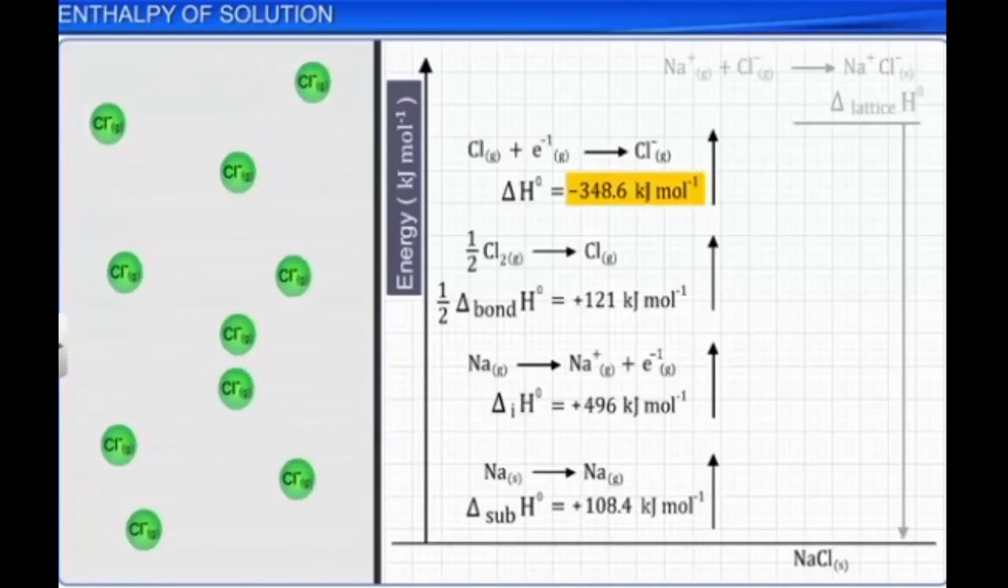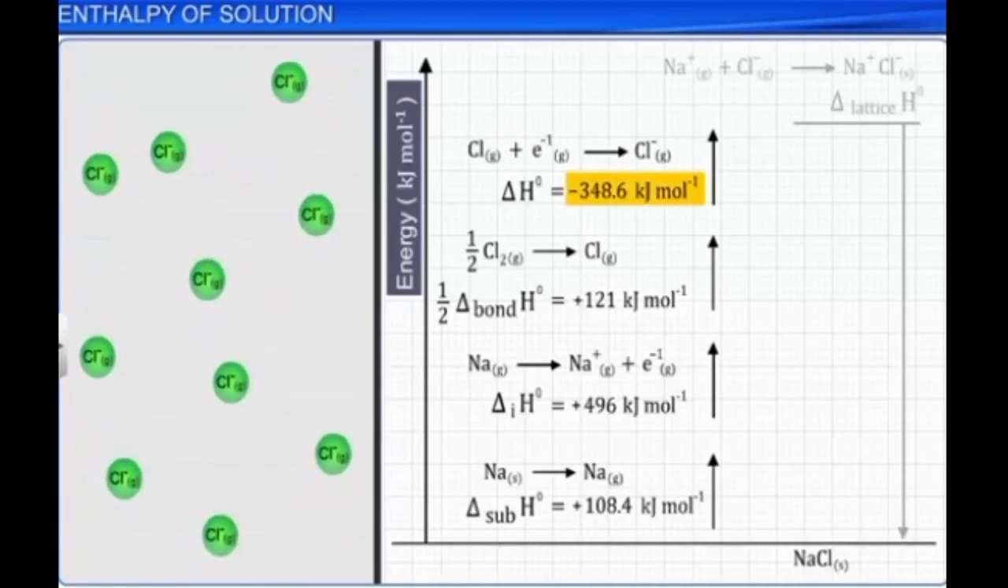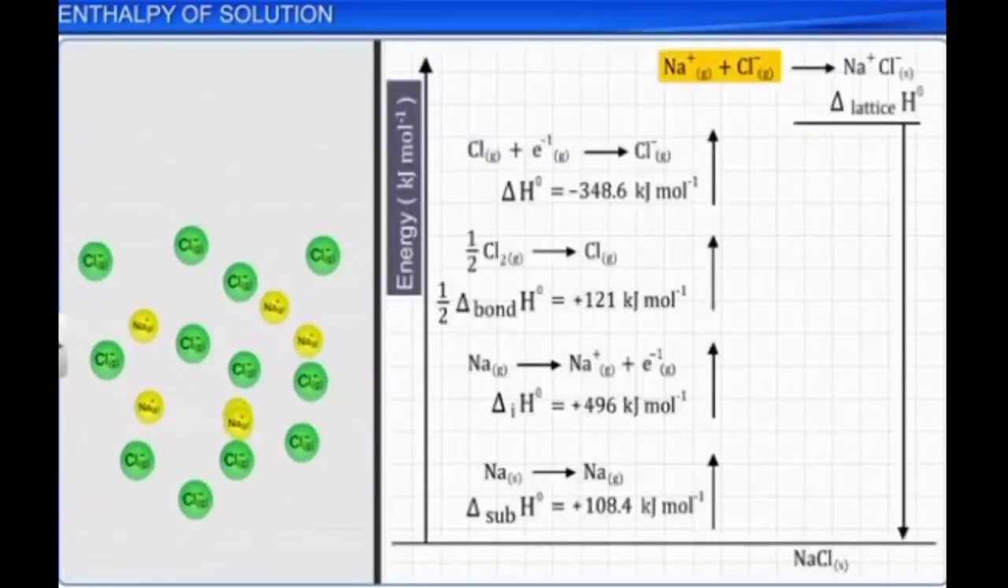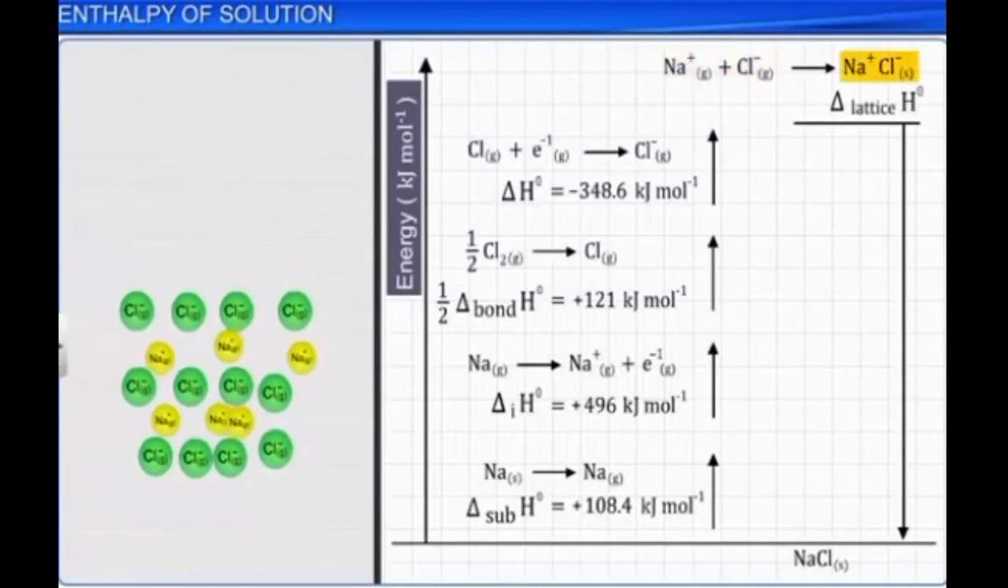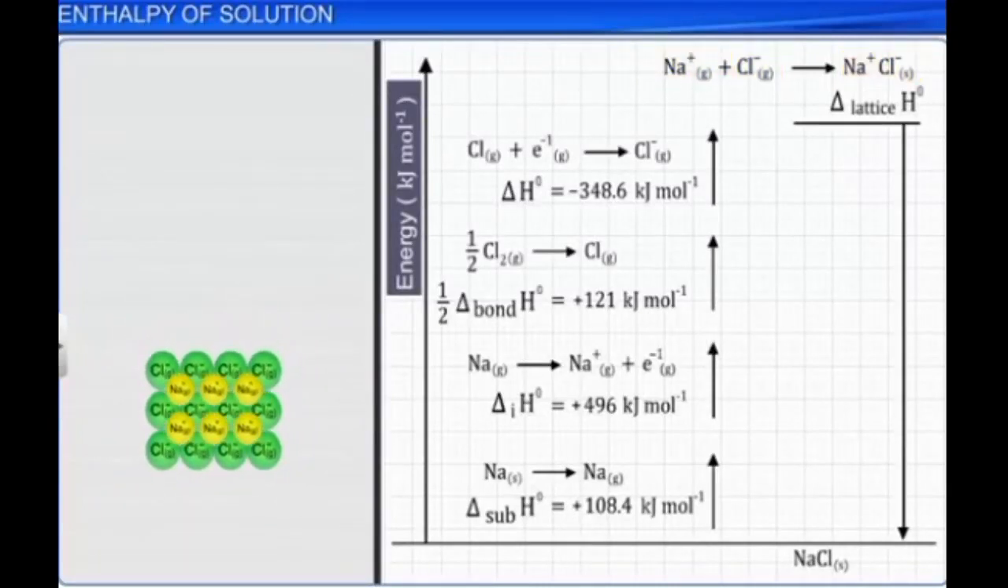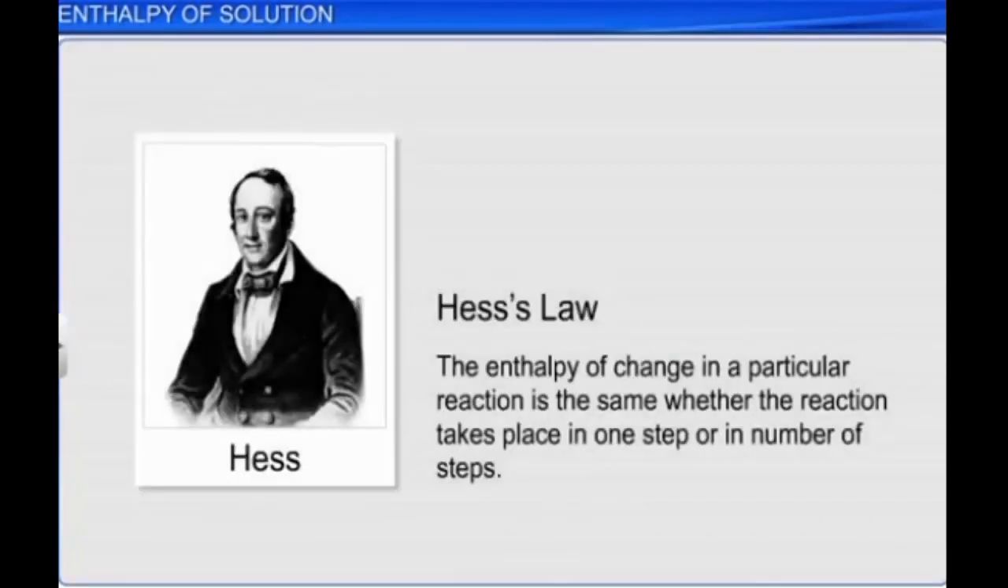Finally, the gaseous ions combine to form solid sodium chloride. The enthalpy change involved at this step is known as lattice enthalpy. Let's apply Hess' law to determine the lattice enthalpy released in this step. Hess' law states that the enthalpy change in a particular reaction is the same whether the reaction takes place in one step or in a number of steps.